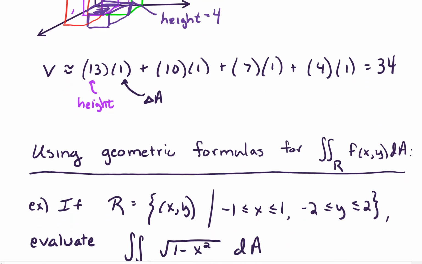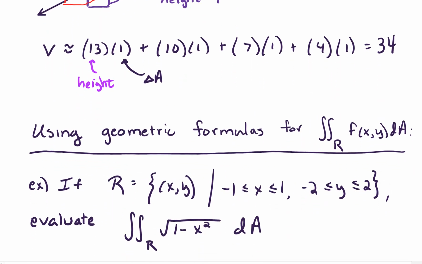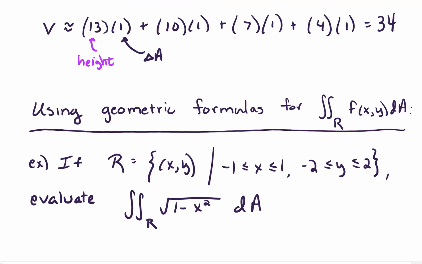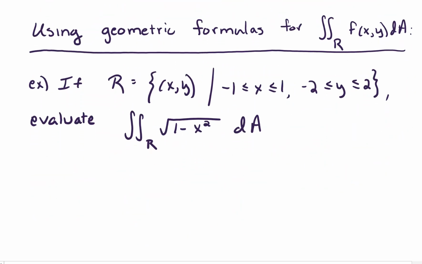Now, another strategy you can use is sometimes using geometric formulas to find the double integral over R of f(x, y) dA. So here's an example. If R equals the set of (x, y) points where x is between -1 and 1 and y is between -2 and 2, let's evaluate the double integral over R of the square root of 1 minus x squared dA. So let's take a look at this integrand. We have z equals f(x, y), so our multivariable function here is the square root of 1 minus x squared.